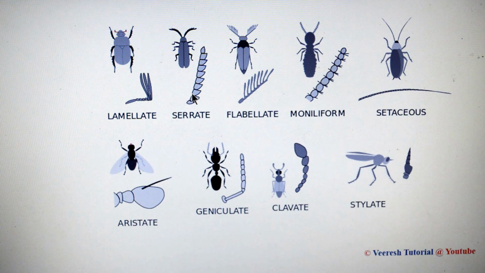And the second one is serrate type. Here segments have short triangular projections on one side. So this type of antenna is present in click beetles, pulse beetles and longicorn beetles. And third one is pectinate type of antenna. It is also called fan-like antenna.